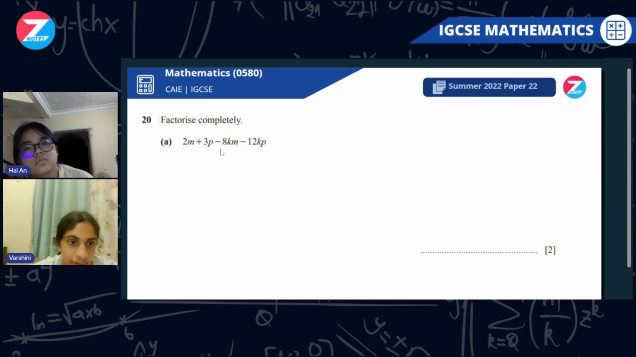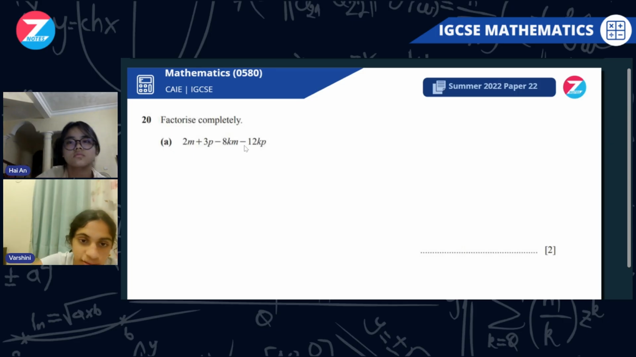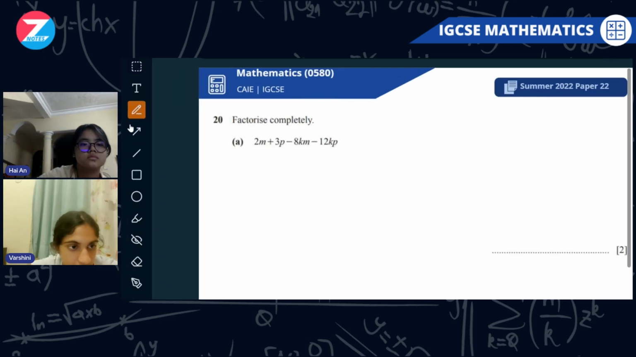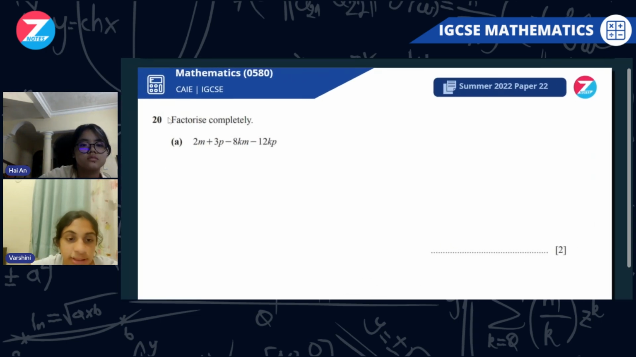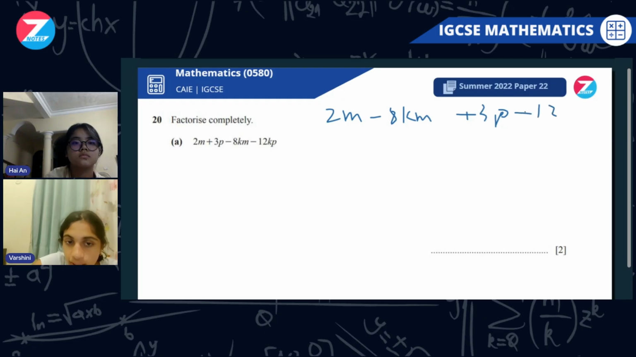Okay, so let's group the m terms together. My bad. Yeah, let's group the m terms together. So it's going to be 2m minus 8km. And then let's put the rest of the terms: plus 3p minus 12kp.